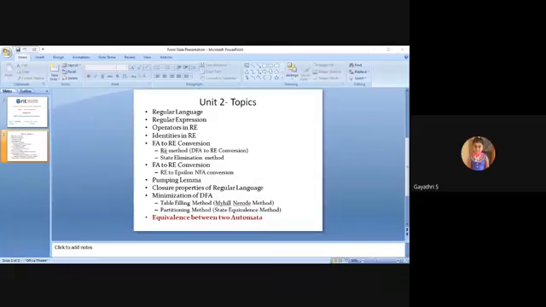So using the pumping lemma concept, you can prove that a given language is not regular. If you want to prove the given language is not regular, you go for the pumping lemma concept. It has its own procedure and it uses the contradiction procedure. That means you first start with the assumption that the given language is regular.